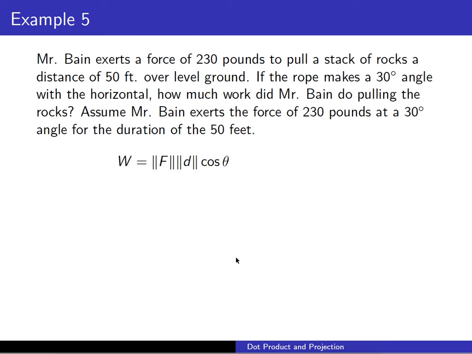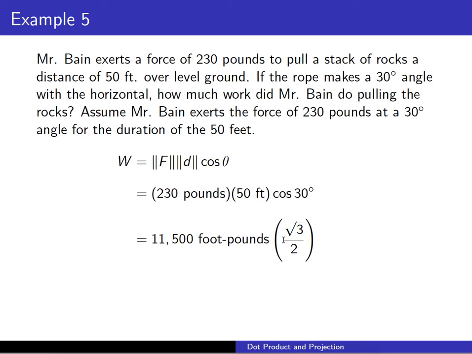So looking at our information here, we have 230 pounds of force. Our displacement is 50 feet, and the angle that the rope is making with the ground is 30 degrees. So it's almost like pulling a wagon that has 230 pounds of rocks sitting in it, and the handle's making a 30-degree angle with the horizontal, and you're moving that wagon 50 feet. I guess I shouldn't use a wagon because a wagon has wheels and it's a lot easier, but you get the idea. So we have 230 pounds of force, we're pulling 50 feet, and the angle that the rope is making with the ground is 30 degrees.